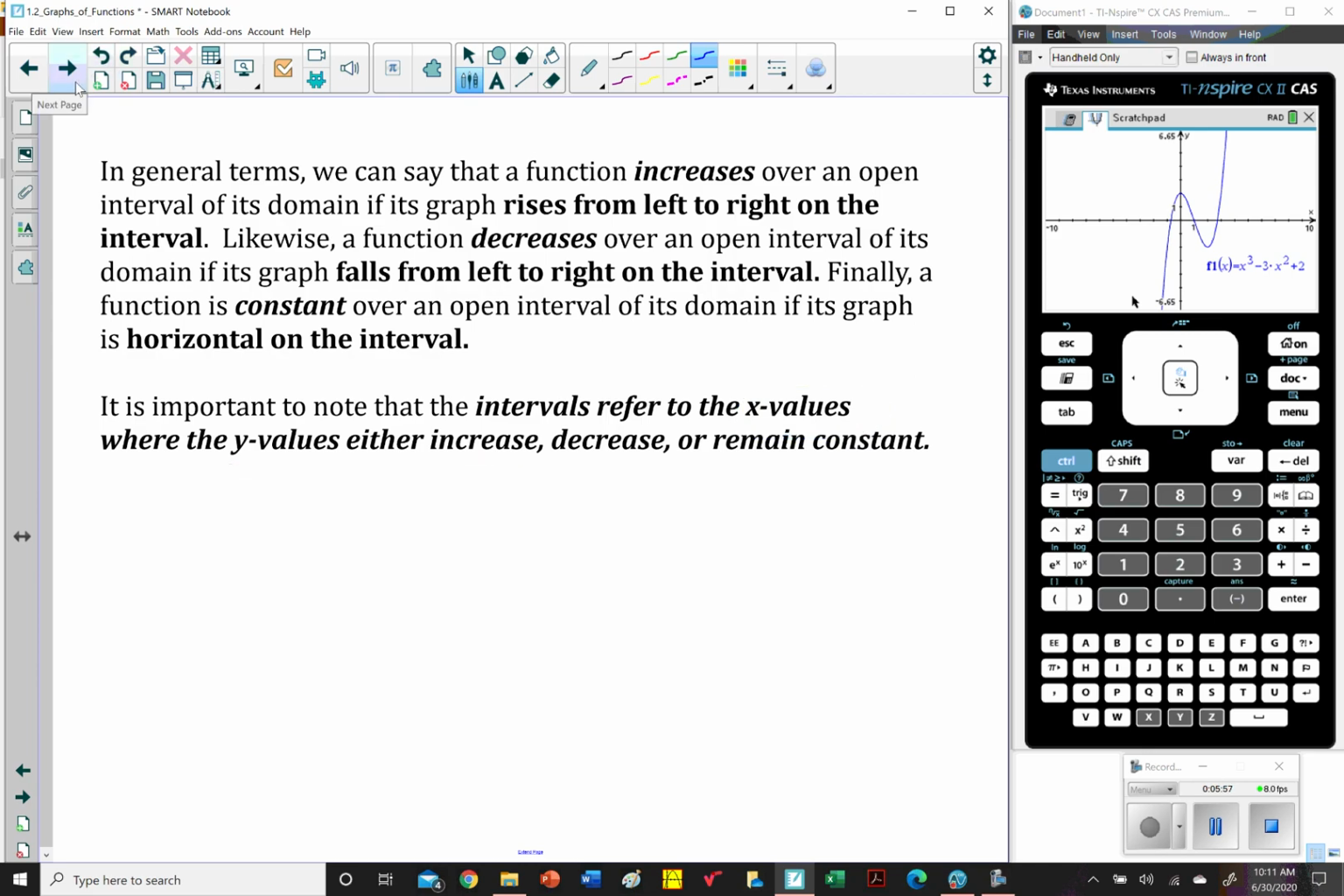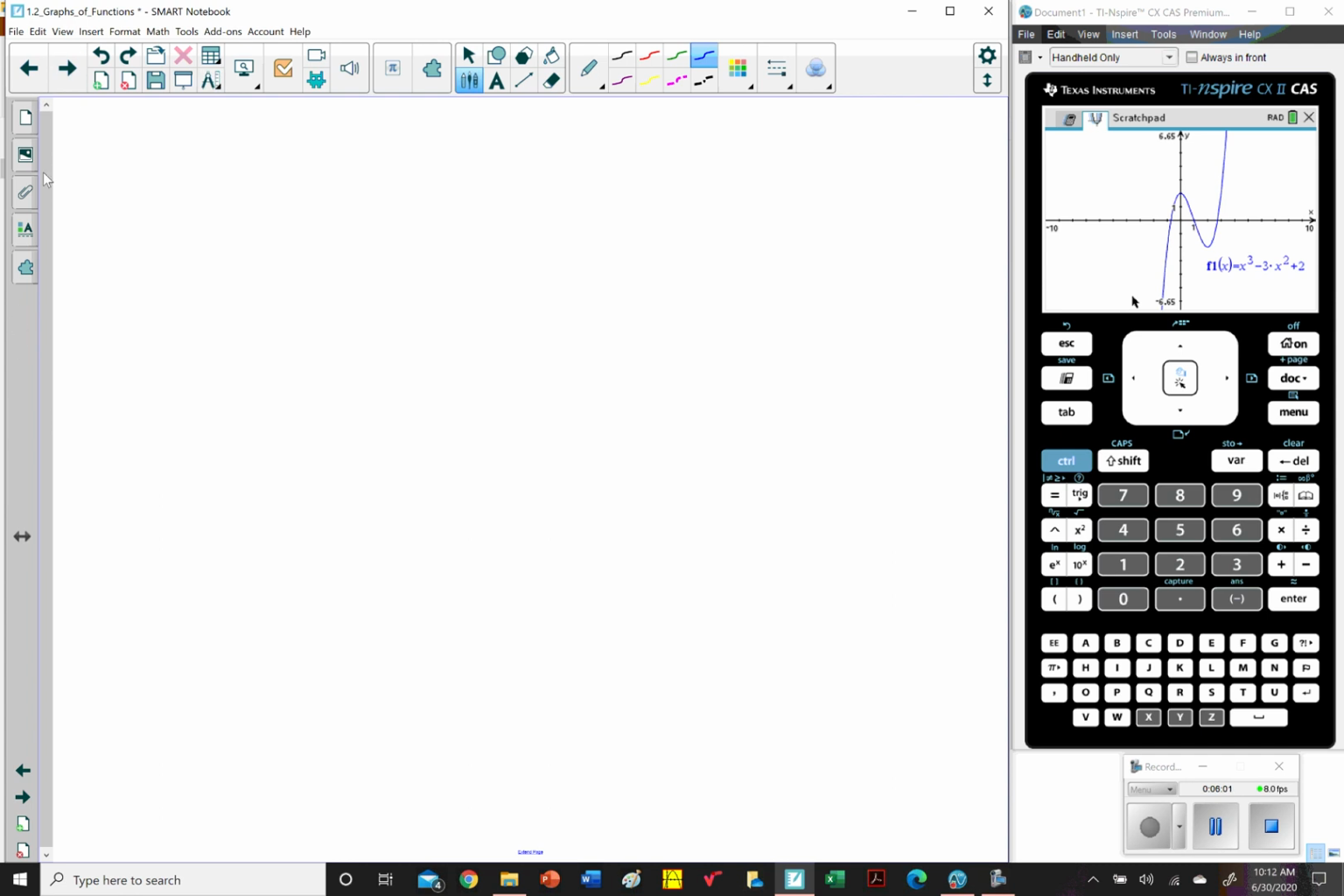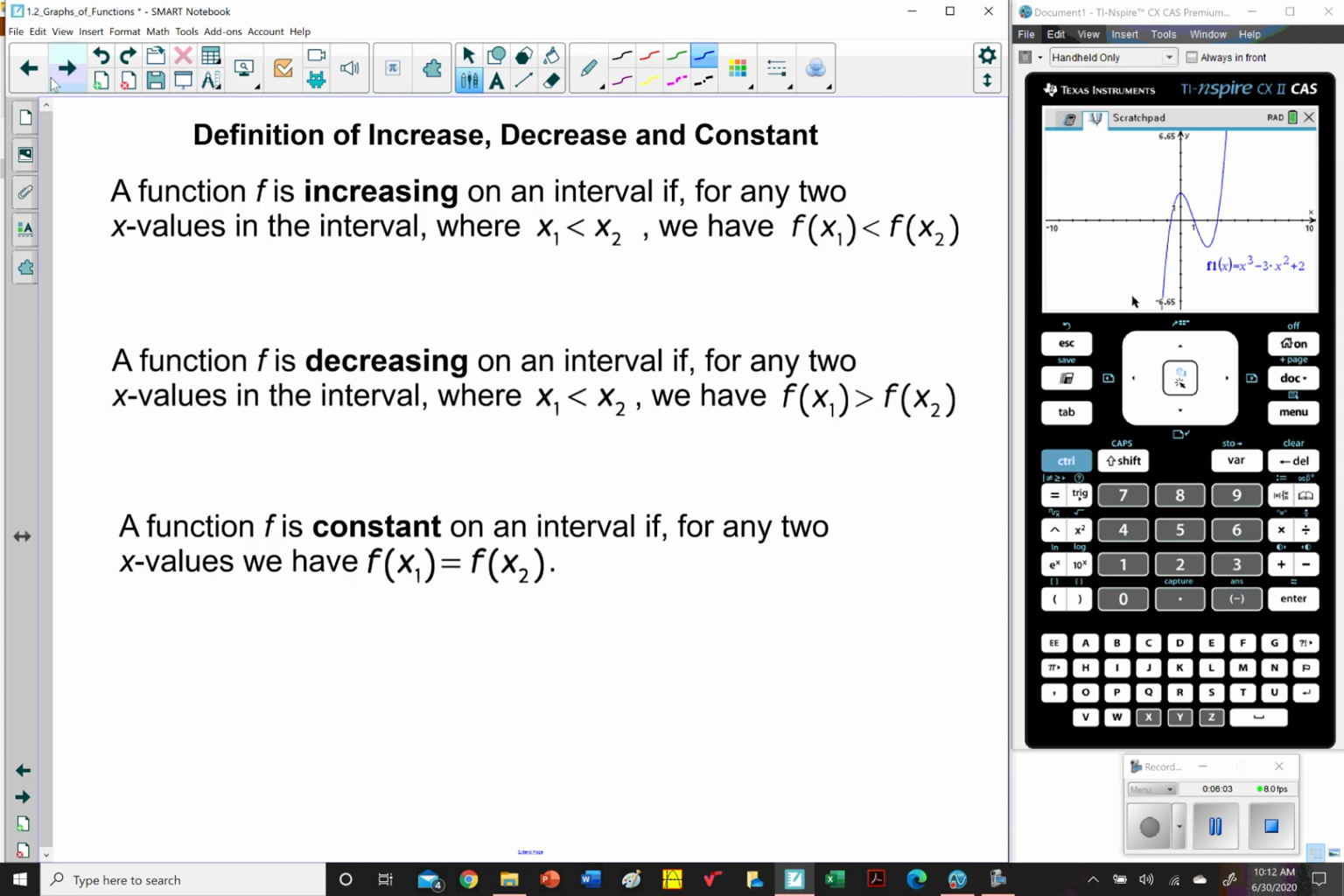So let's look at a graph here. Well, first I think I have the definition. So here's the definition.